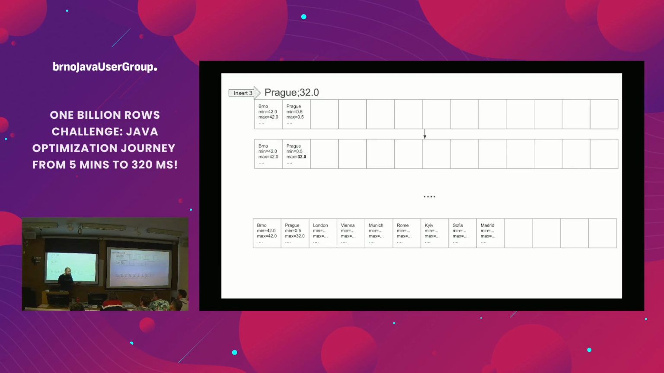Yeah, exactly. Because the time complexity is O(n). If I have n cities, in the worst case I need to do: is it empty? No. Is it matching? No. Okay, next one. Is it empty? No. Is it matching? No. Is it empty? Is it matching? So it's very slow. Next one.